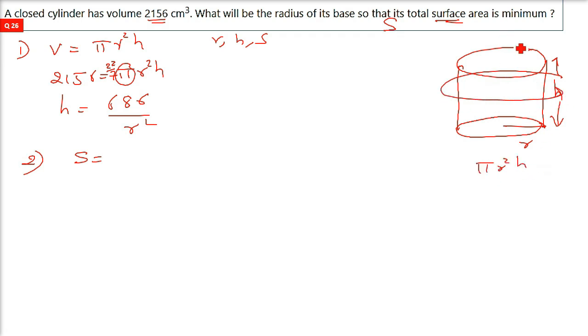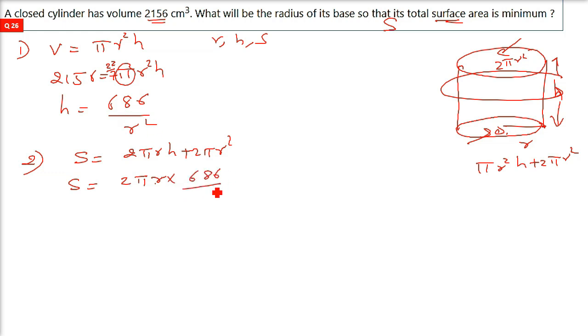Total surface area of any shape is the curved surface area plus the area of the base and the top. So 2 pi r h is the curved area, and pi r squared each for the base and top. So 2 pi r h plus 2 pi r squared, this is the surface area. You can write h as 686 by r squared, and 2 pi r squared is already there. And since we need the radius, we have to differentiate this S with respect to radius.